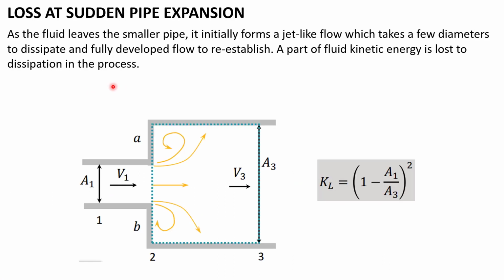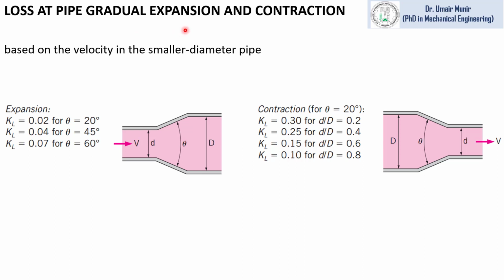The loss from the sudden pipe expansion can be found by using this expression of KL. In this expression, A1 is the area of the smaller pipe and A3 is the area of the larger pipe. The loss due to gradual pipe expansion and contraction can be found by this figure. The value of KL varies with the enclosed angle theta. We can see that as the angle is increased, the value of KL increases for expansion, but for contraction, the value of KL depends on the ratio of small d to capital D. As this ratio increases, the value of KL decreases.